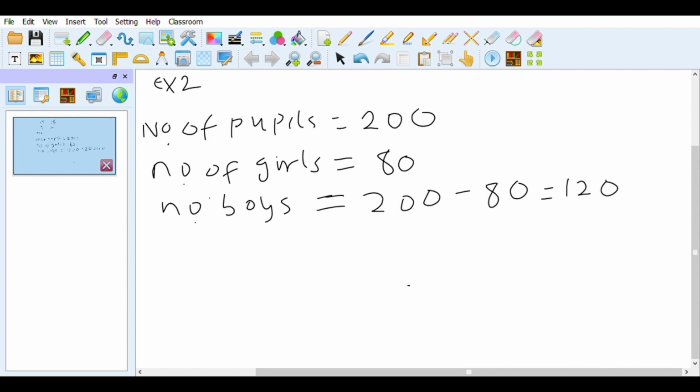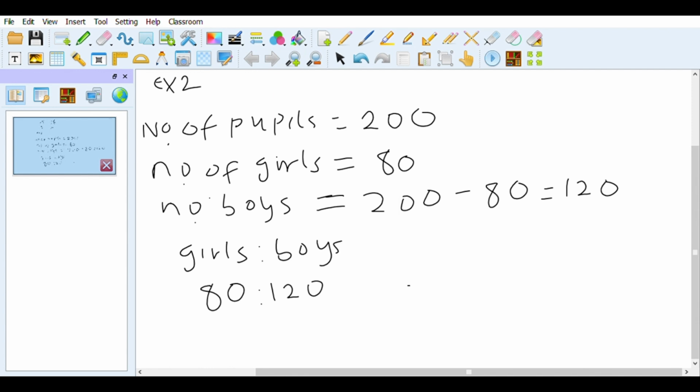Now the question says, what is the ratio of the number of girls to boys. So girls is to boys. From the numbers we have here, number for girls is 80, and then number for boys is 120. Just like we said, reduce the fraction to its simplest terms. What number can divide 80 and 120 at the same time?